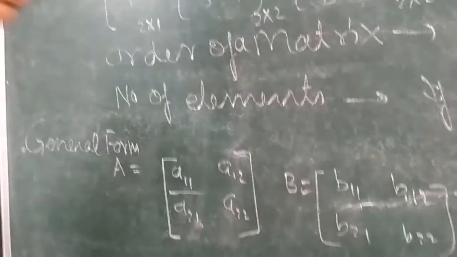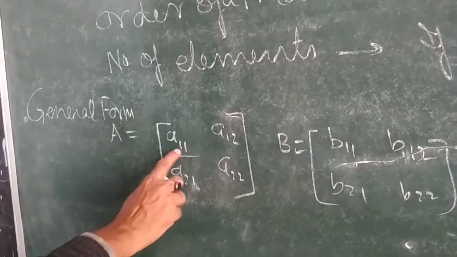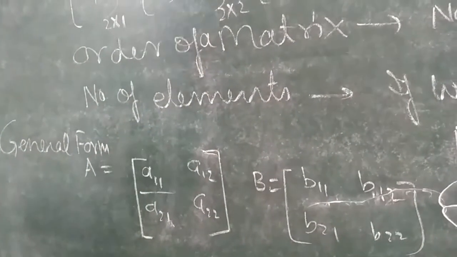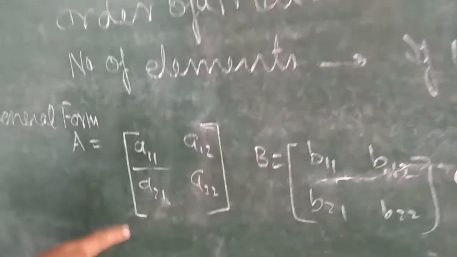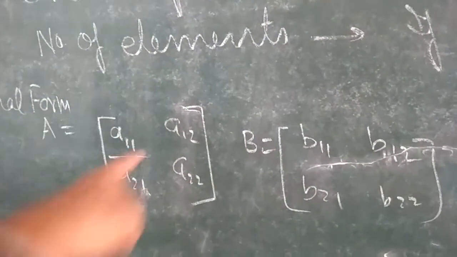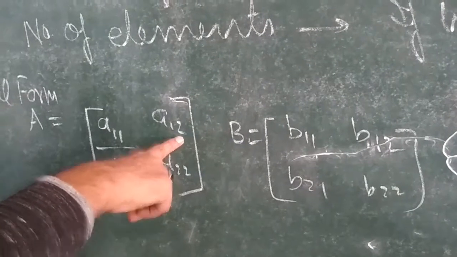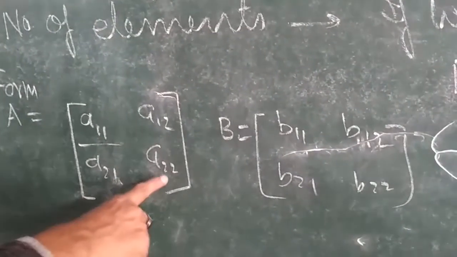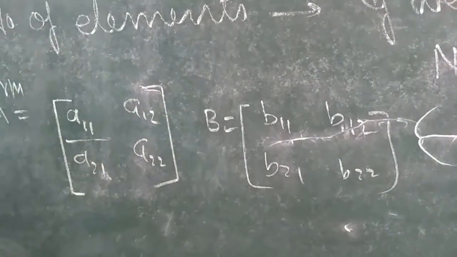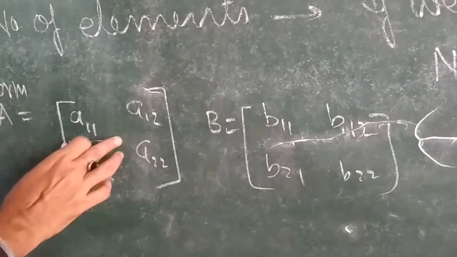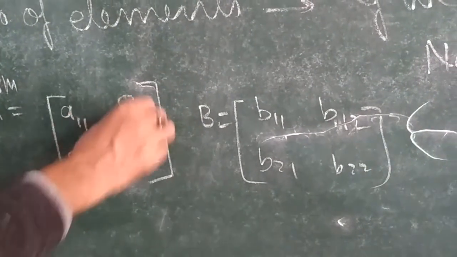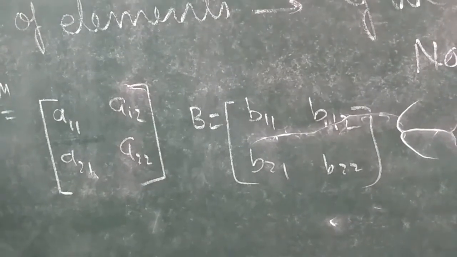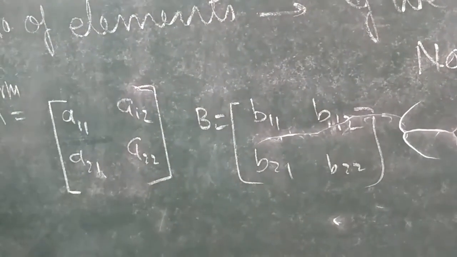And what is the meaning of A11? The first number shows the place of the row, and the second number shows the column. So A11 means first row, first column element. Here first row, second column element. Here second row, first column element. Second row, second column element. In this way you can make it clear in your mind. And the 4 elements are there: A11, A12, A21, A22. This is the way of representation of the general form of the matrix.